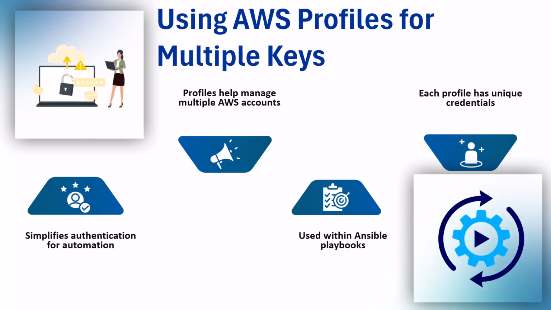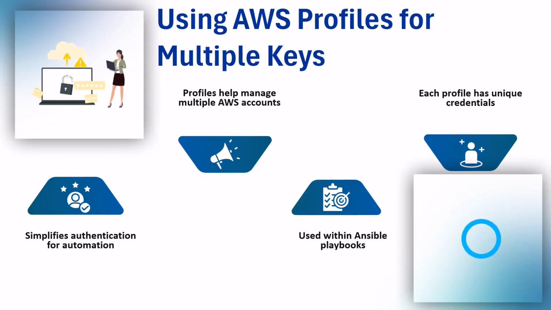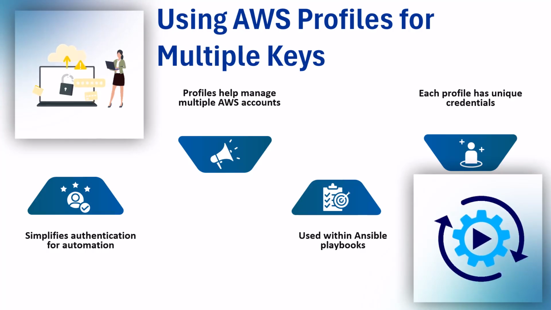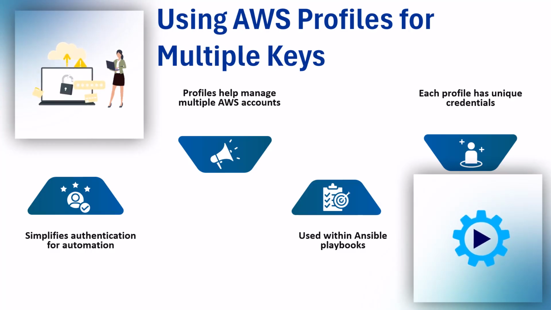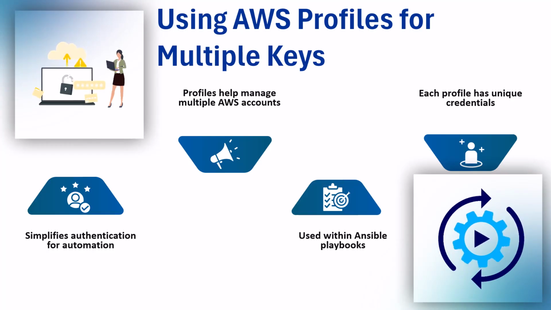If you handle multiple AWS accounts, profiles are your best friend. Each profile carries its own credentials, just like each superhero has their own suit. This simplifies authentication, especially when running Ansible playbooks. So instead of one giant mess of credentials, we get neat, separate profiles for every account.